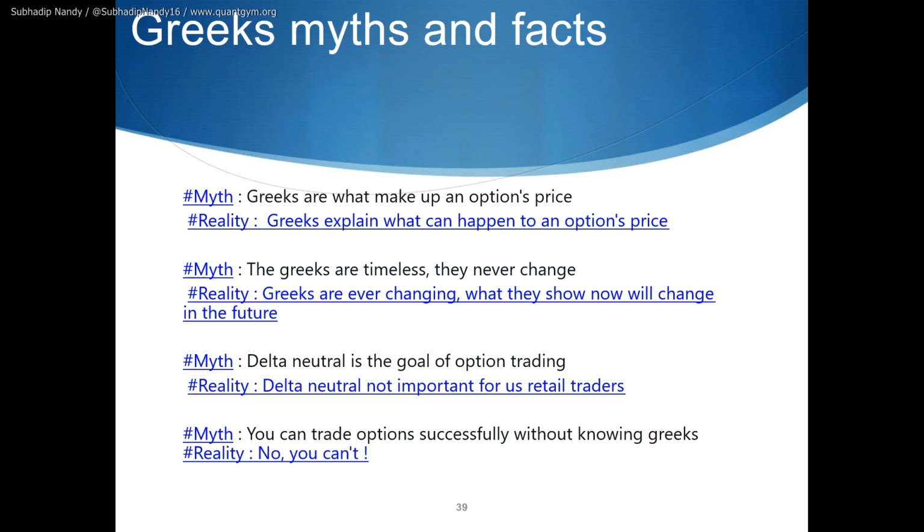Number three, delta neutral is the goal of option trading. This is a myth because delta neutral for us retail traders with a small capital is not that important. We will not get that amount of returns.